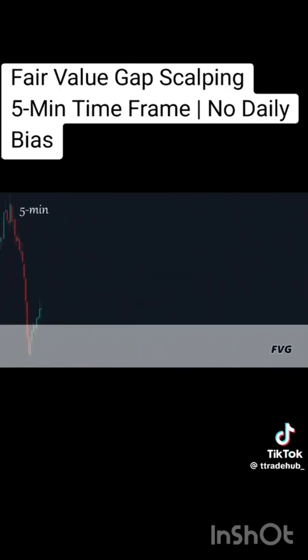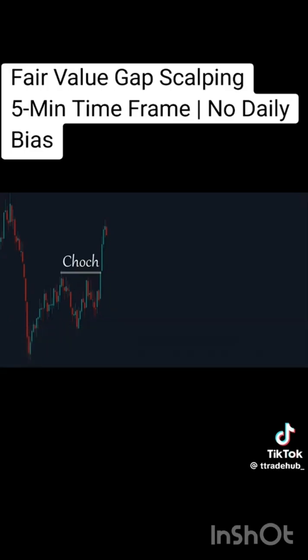The confirmation required to enter a trade is the formation of a change of character in the 5-minute time frame. This ensures that the price has indeed shifted direction by reaching a fair value gap in the 1-hour time frame. Now, the third step is determining the entry point. After the change of character, if a fair value gap forms, it is considered the entry area.